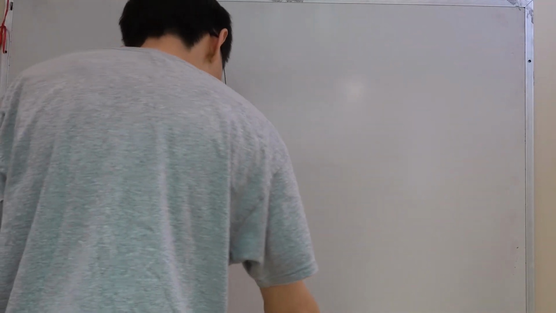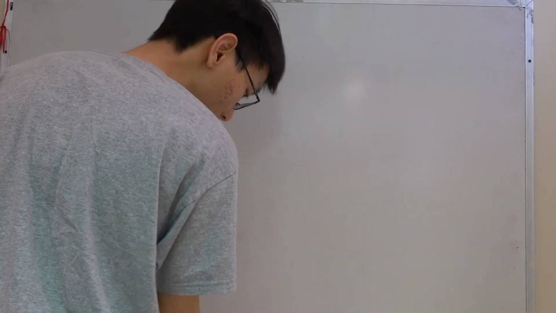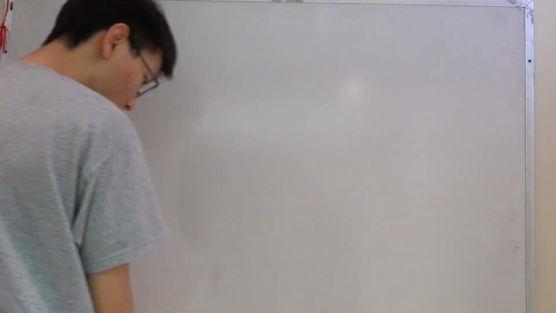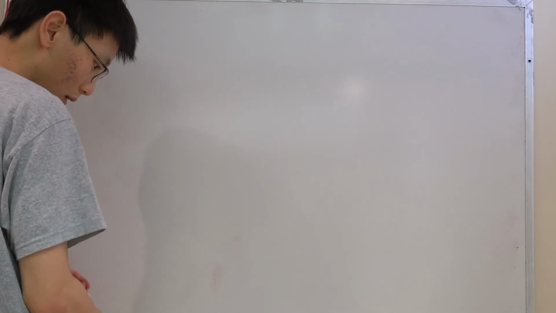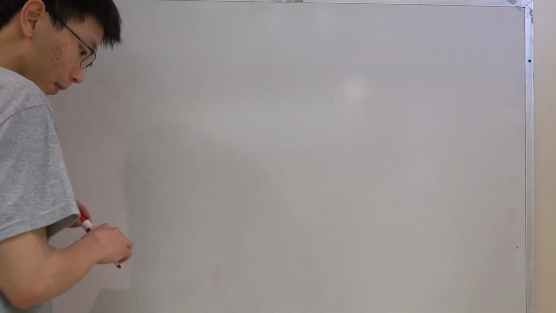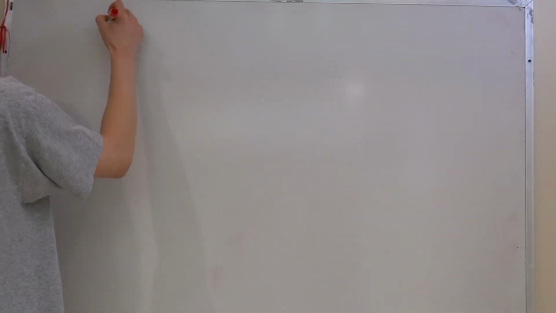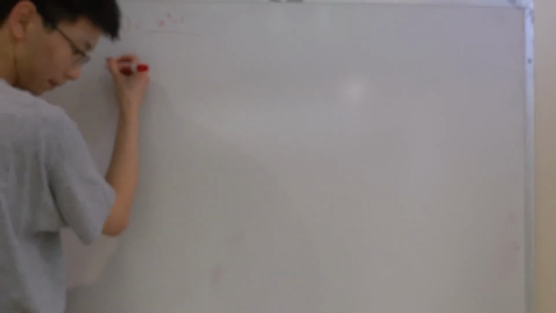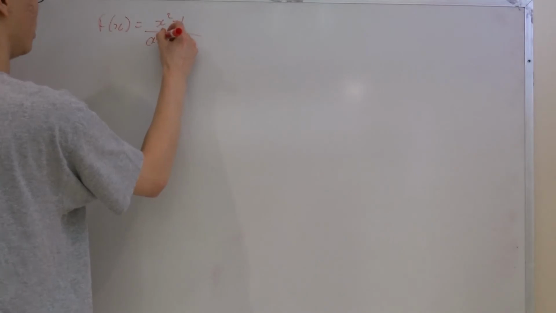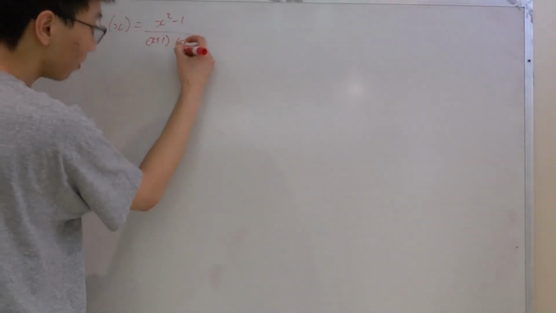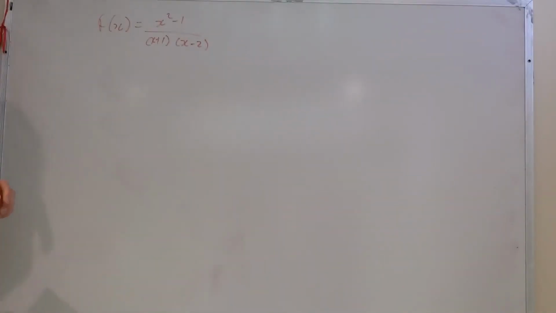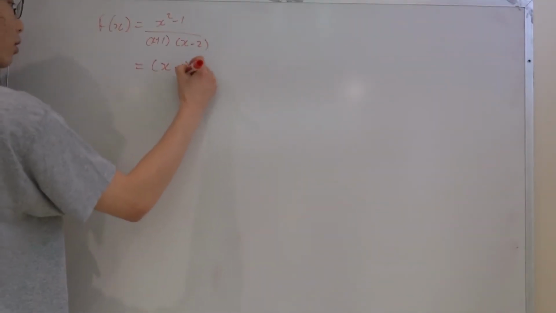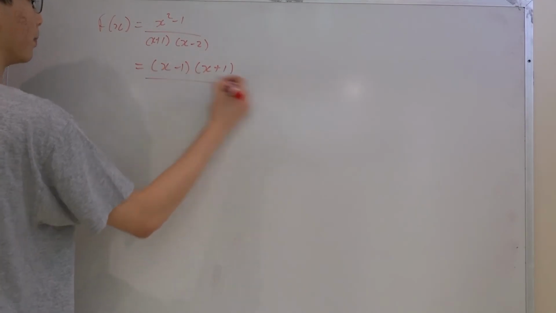Alright, so my first example is, let's see, I want to do x squared minus 1 over x plus 1, x minus 2. Just something easy to start us off. Okay. You should be immediately able to see that you can factor the top, like so.